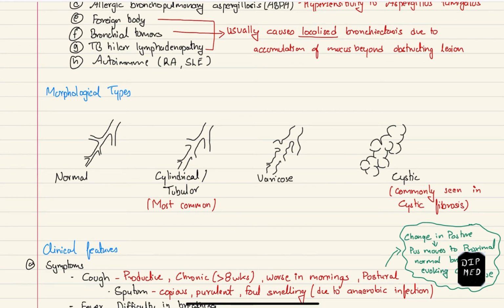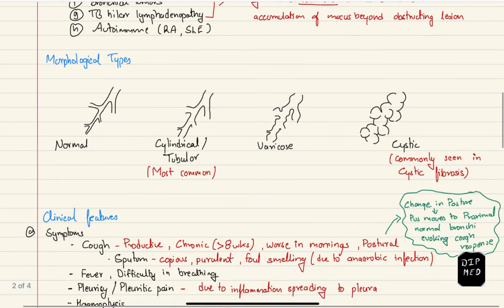Here are some morphological types of bronchiectasis. This is the normal. This is the cylindrical or tubular bronchiectasis, and it's the most common one. It occurs when the bronchus wall dilates uniformly. This is the varicose type, and this is the cystic type, which is usually seen in cystic fibrosis.